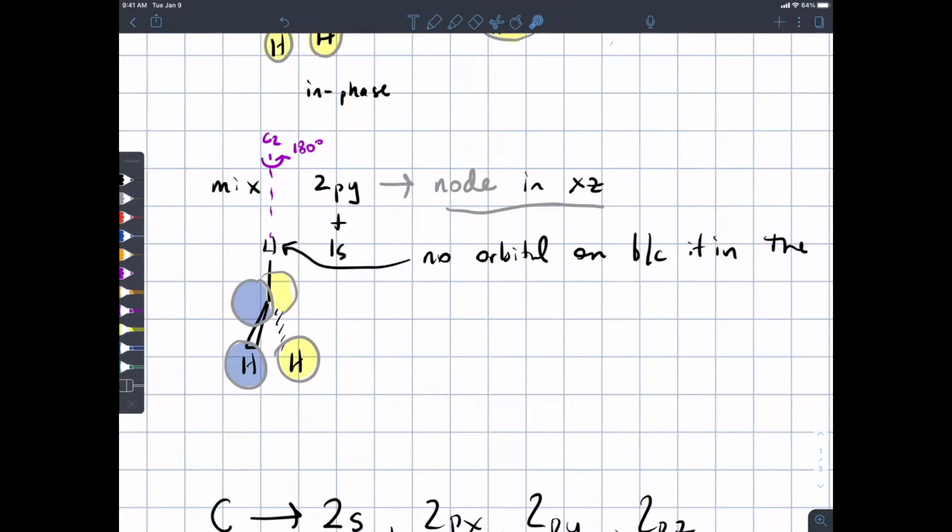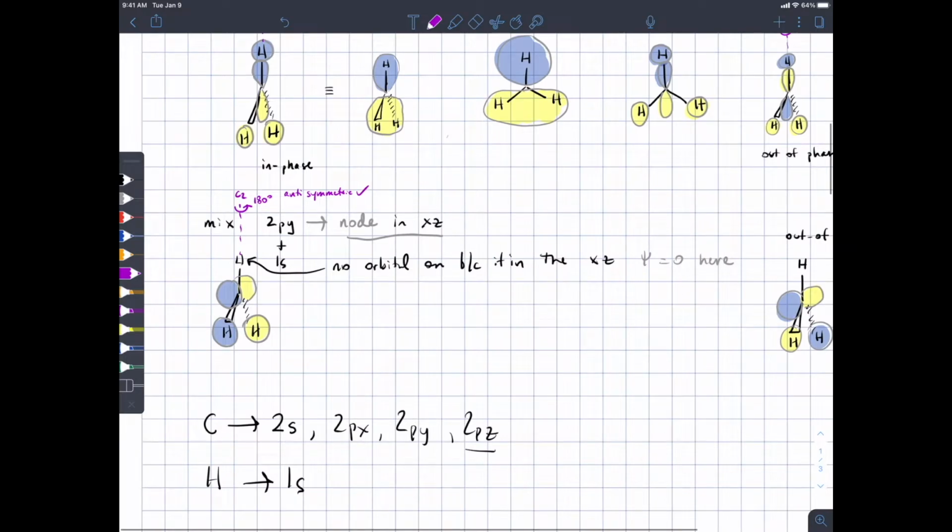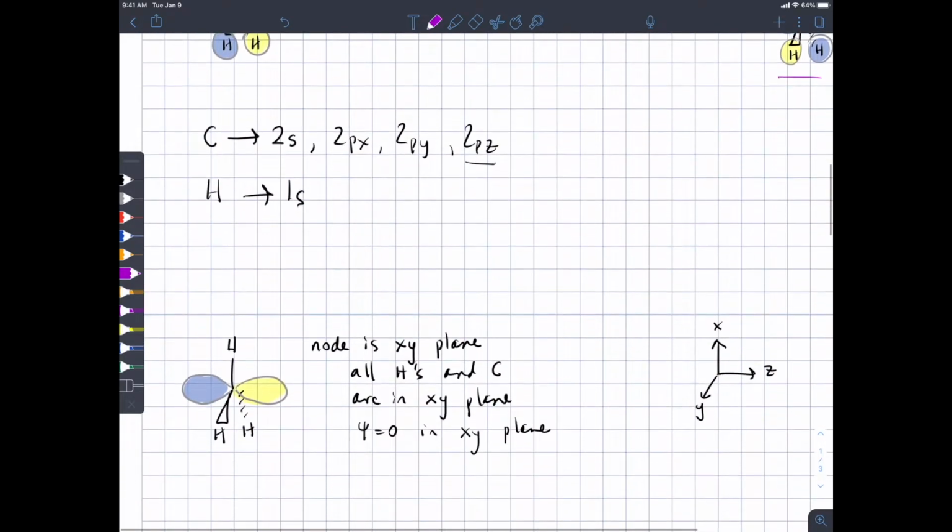Yeah, it does. It's antisymmetric. The wave function sign changes. So we're keeping that rule. We could say the same over here. And then we keep the symmetric rule here about the C3 axis. We also keep the anti-symmetric rule here about the C2 axis for the 2pz orbital. Okay, so it's good to check and make sure you're keeping the symmetry rules.